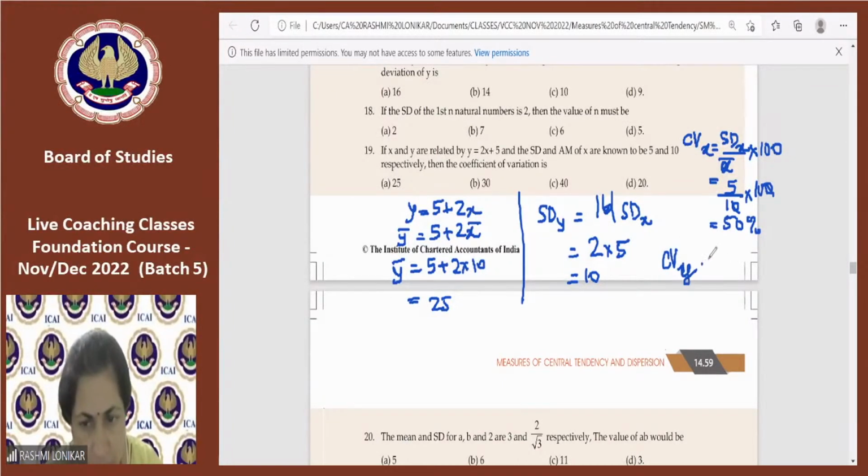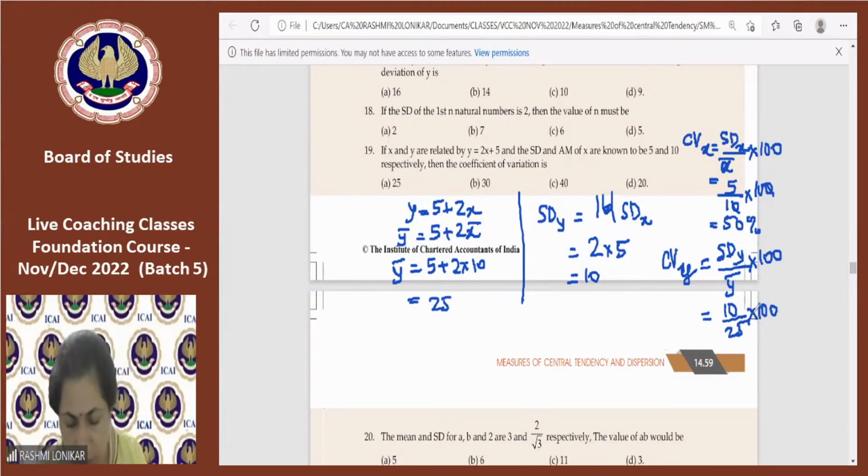And we have CV of y, which is standard deviation of y upon y bar into 100. How much is the standard deviation of y? 10. How much is y bar? It is 25, into 100. So this is 1000 divided by 25. Answer is 40. Okay, so C will be the correct answer. Is that clear?